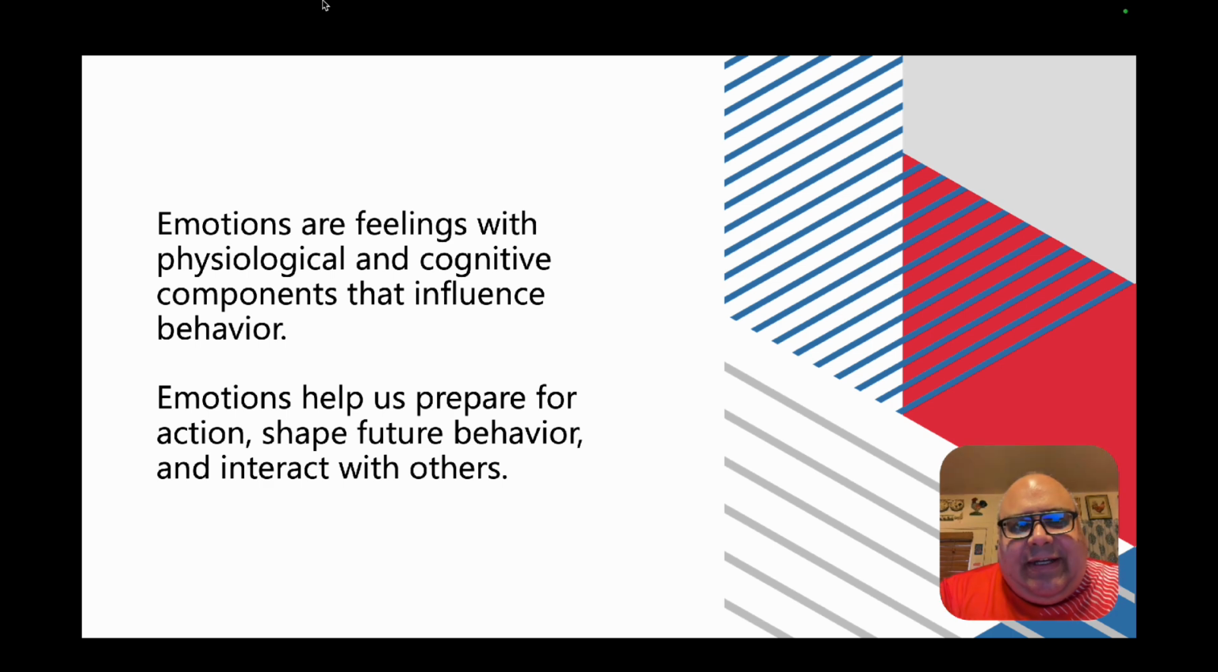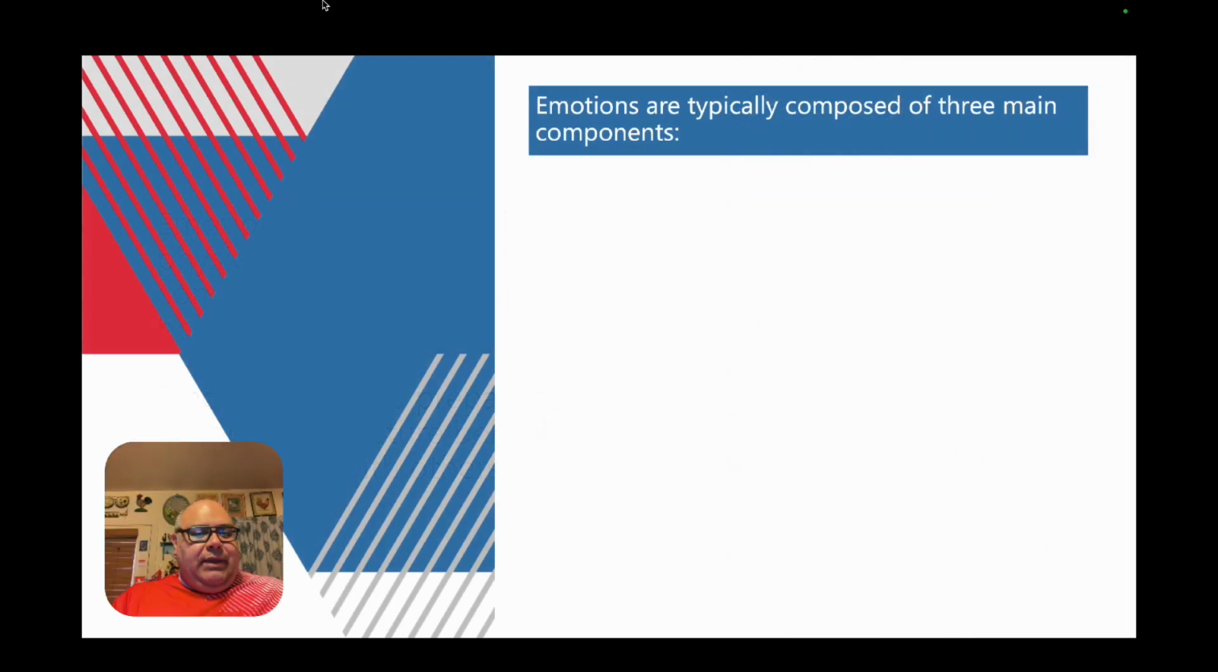In a related sense, emotions are feelings that have both physical and cognitive or mental components that influence our behavior. Emotions help us prepare for action, determine what future behaviors we may engage in, and are part of our regular interactions with other people. So our emotions are always present. We may try to suppress them. We may sometimes be in denial about certain emotions that we feel, but that doesn't mean that those emotions are not there. We may just not be engaging with them.